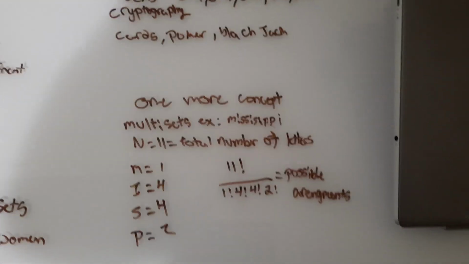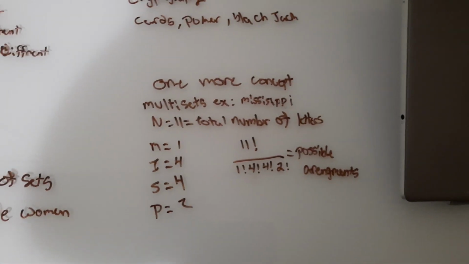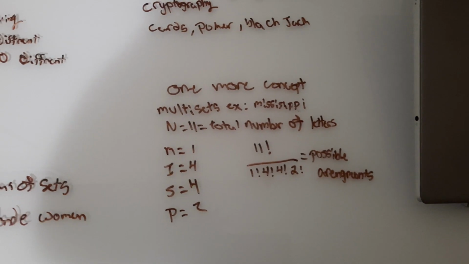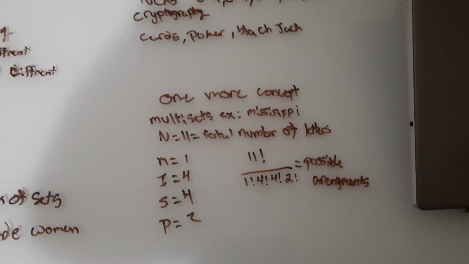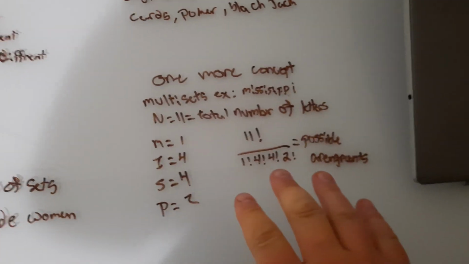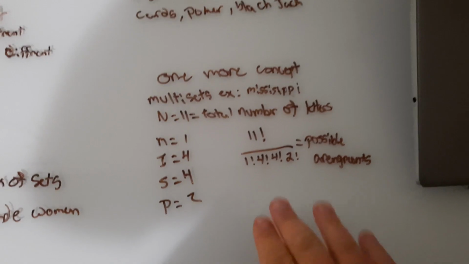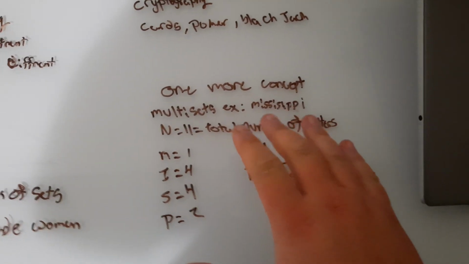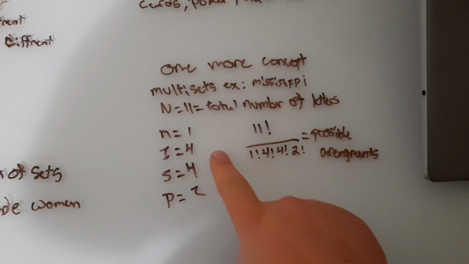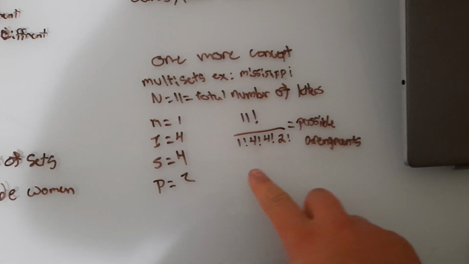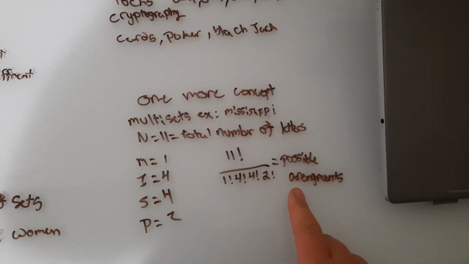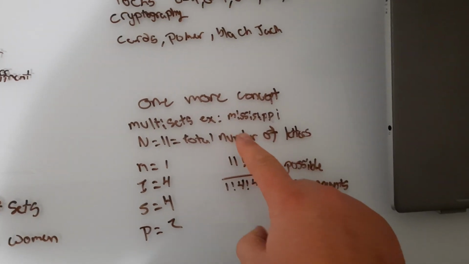And then one more concept to go over is multisets. Multisets are your standard set. However, in a set, there usually is no overlap of numbers. In this case, I have the word Mississippi up here, and there's a large overlap of letters, as we can see here and here. And it would come out to this as the possible arrangements if you were wishing to scramble the word Mississippi.